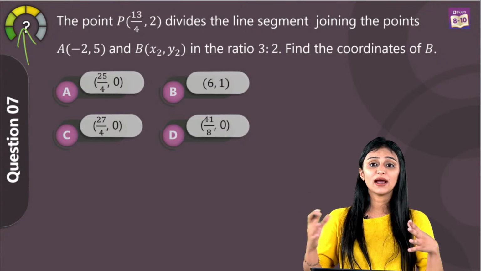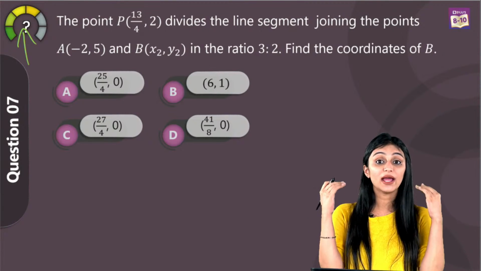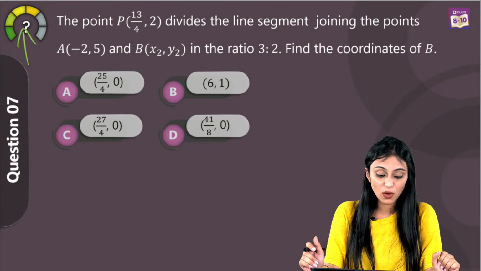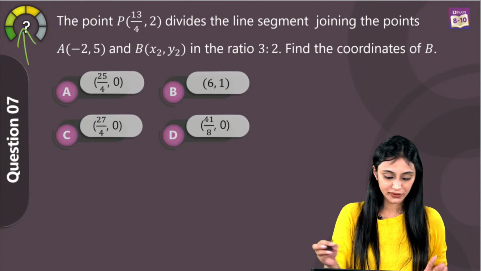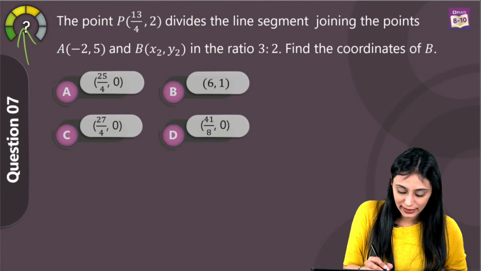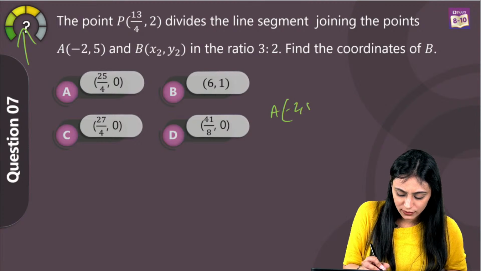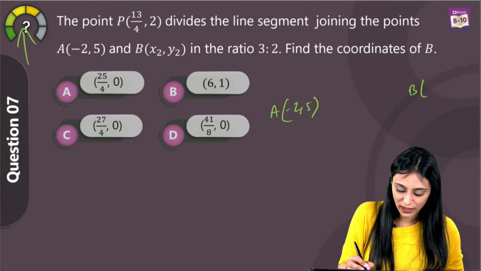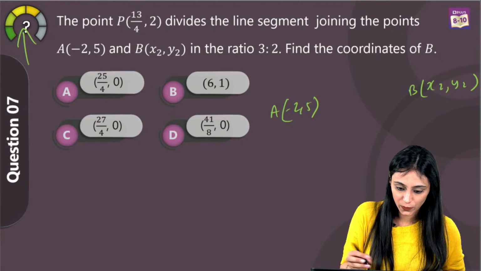Now whenever you see that a lot of information is given in the question, as I just told you a couple of minutes before, what you should do is draw a rough figure. So here we have this point A. I'm just drawing a rough line segment and we have this point B, (x2, y2).